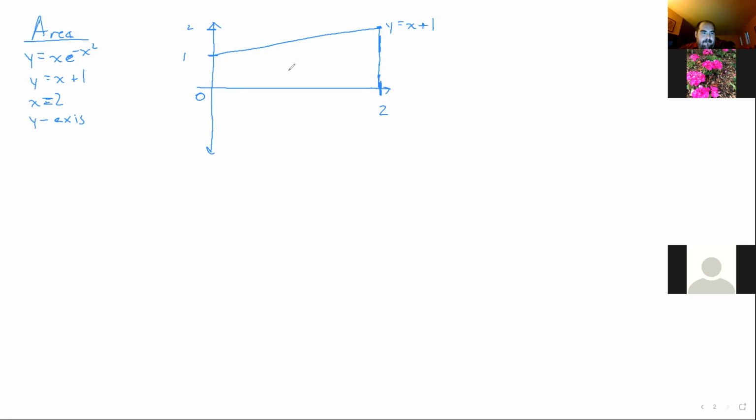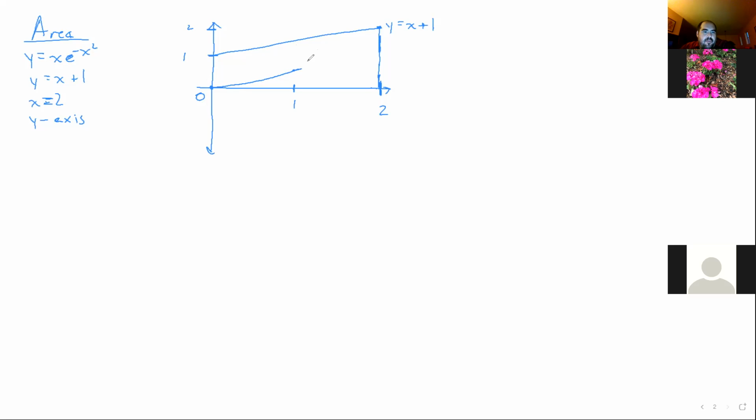When x is 0, y is 0. That's true. So when x is 1, y is 1 over e. This is helpful. I don't really need to have the shape of this ironed out, but it starts off looking like this. Of the things I've plotted, what valuable information does this give me?